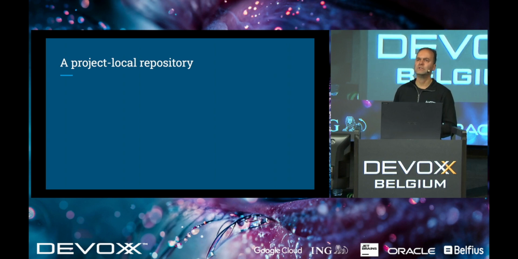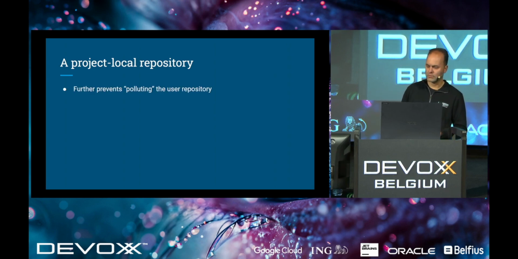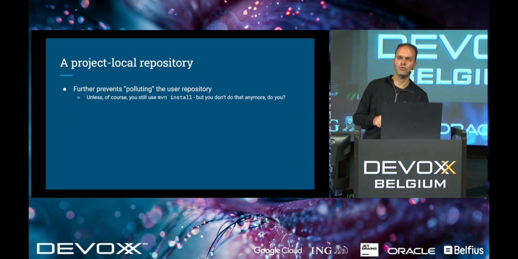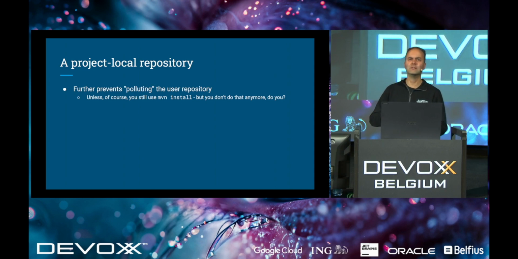Another thing that we changed is that there is now a project local repository. You may already be aware and familiar with your user repository, which lives in your home directory, the m2/repository folder, which acts as a cache for the dependencies that you downloaded from the internet. But it could easily get polluted, especially when people were doing Maven install. But you aren't doing that anymore, right? We covered that. No more clean installs here.